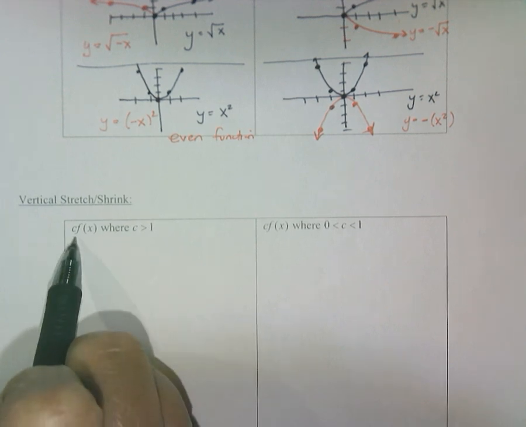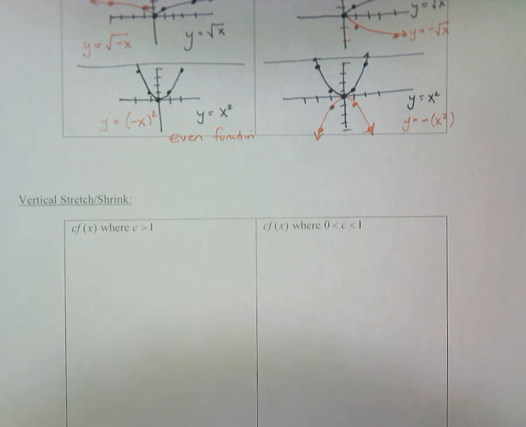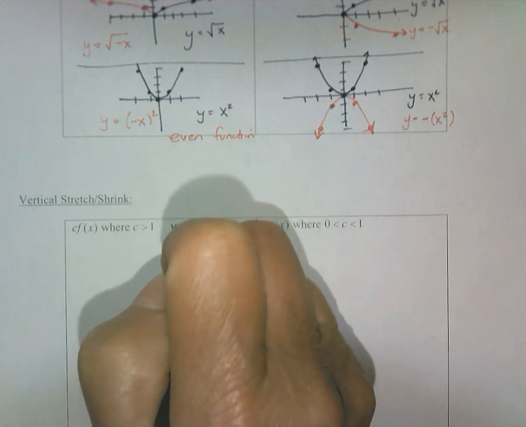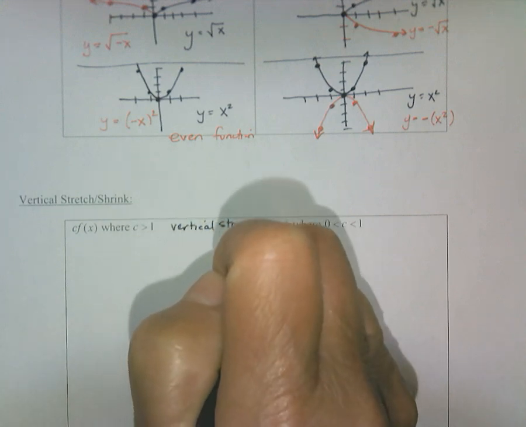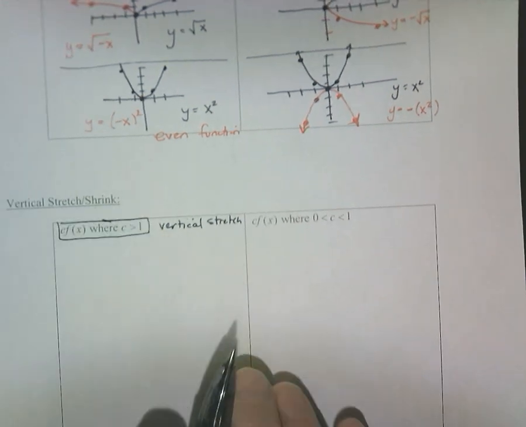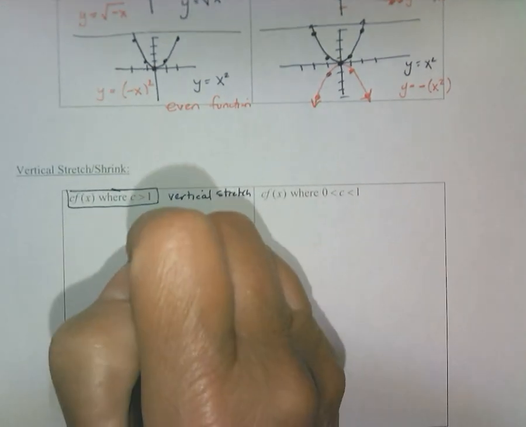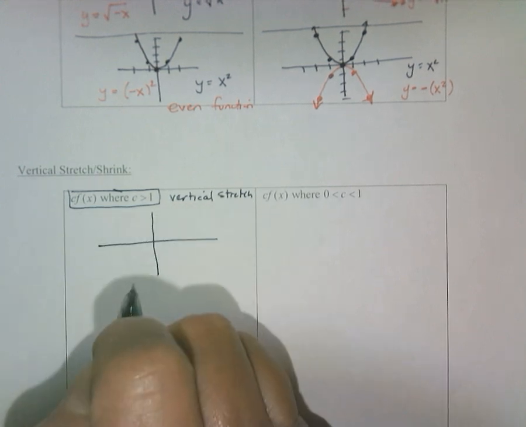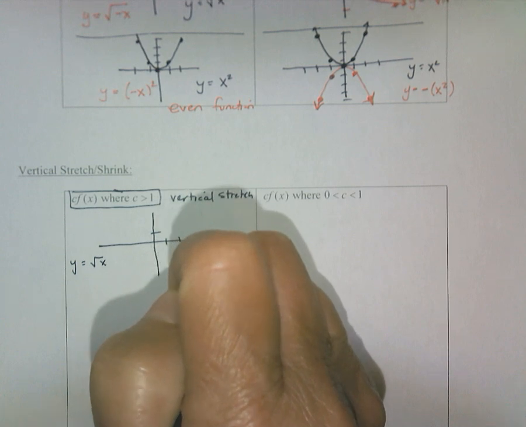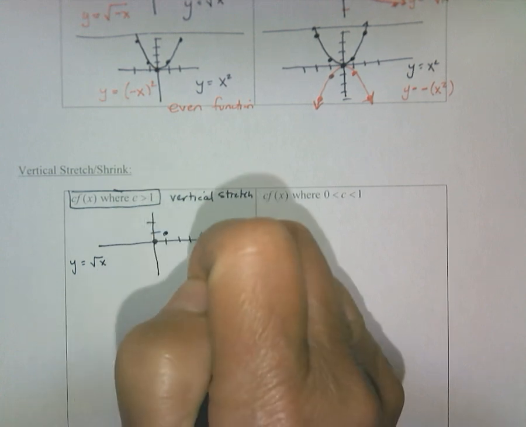So what we're looking at is c f of x. c f of x means the c in front of the value is going to be a constant. It's going to be some kind of a number. If that number is greater than 1, it is going to be a vertical stretch. So for example, start out again with my y equals the square root of x: (0, 0), (1, 1), (4, 2).